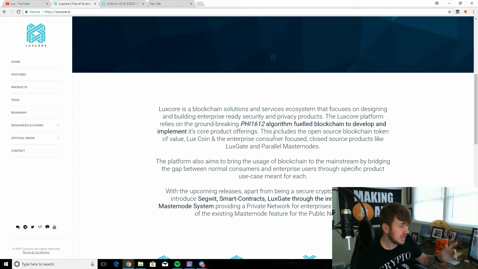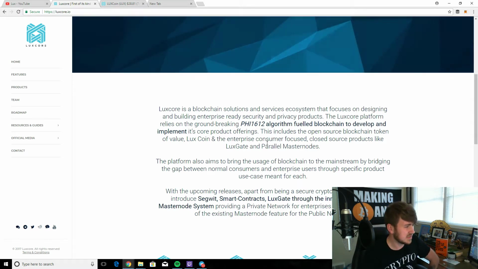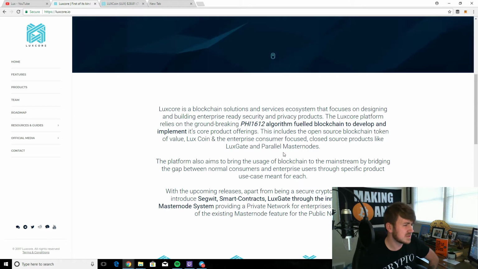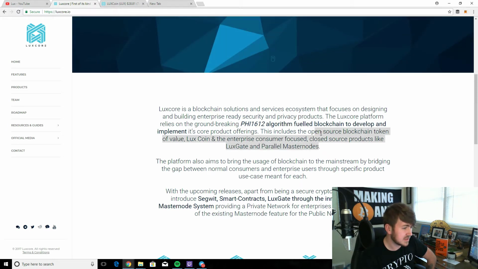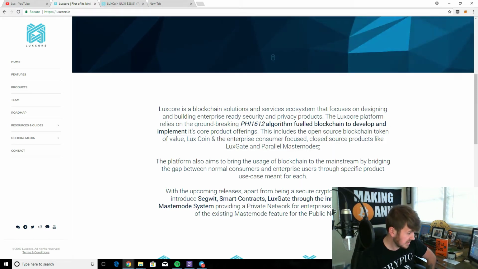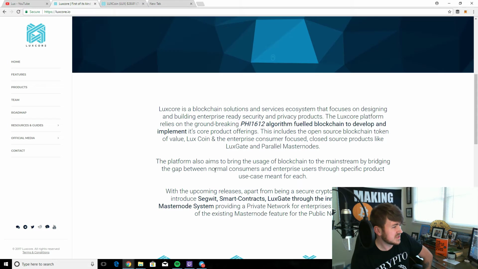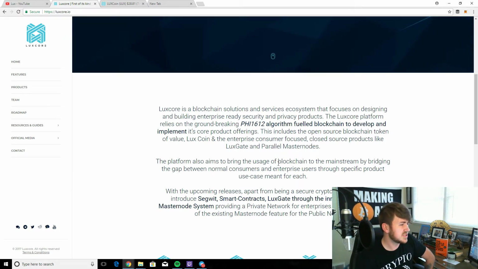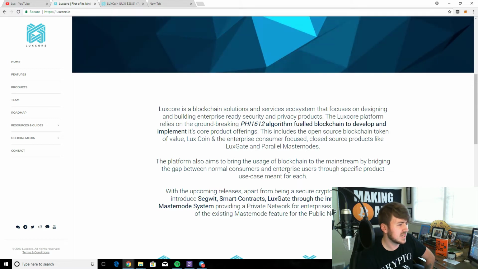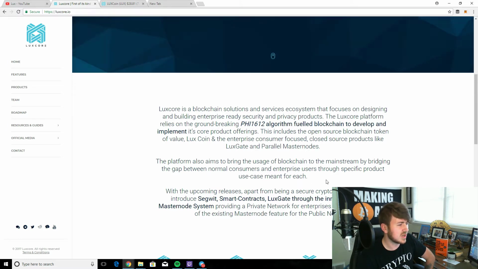We'll do that soon. This includes the open source blockchain token of value, LuxCoin, and the enterprise consumer focused closed source products like LuxGate and parallel masternodes, which I'm guessing these are exclusive to Lux. The platform also aims to bring the usage of blockchain to the mainstream by bridging the gap between normal consumers and enterprise users through specific product use cases meant for each.